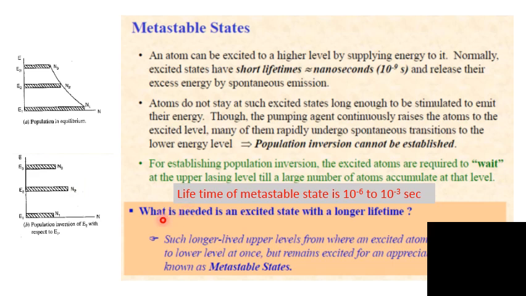Okay, next: what is needed is an excited state with a longer lifetime. Yes, we need an excited state with a longer lifetime, and we call it the metastable state. Without this metastable state, we will not be able to get population inversion, and when we do not have population inversion, we will not get laser. Okay, so is it clear to you? Just let me know.